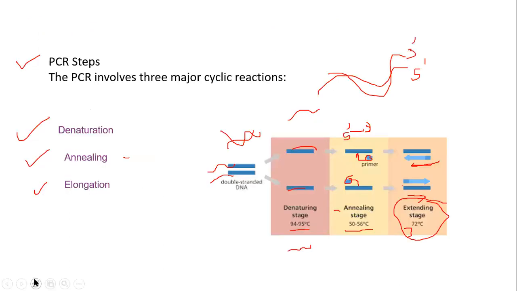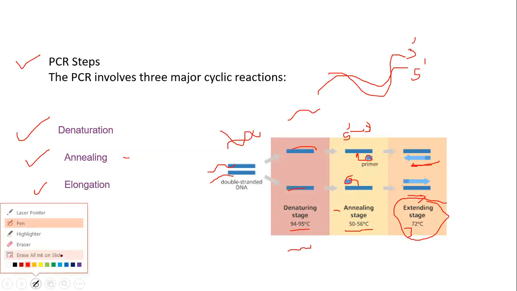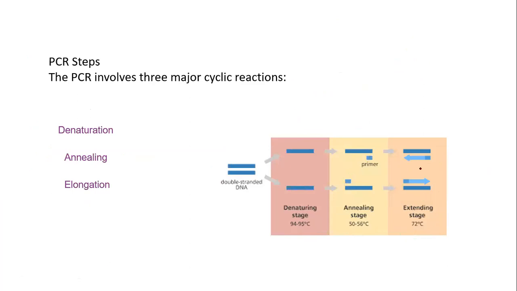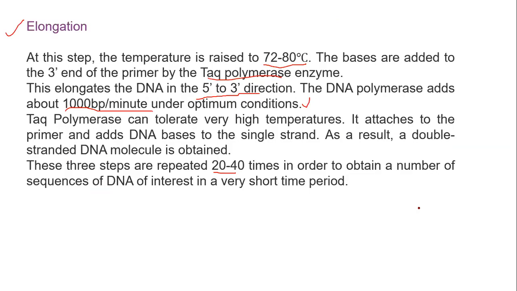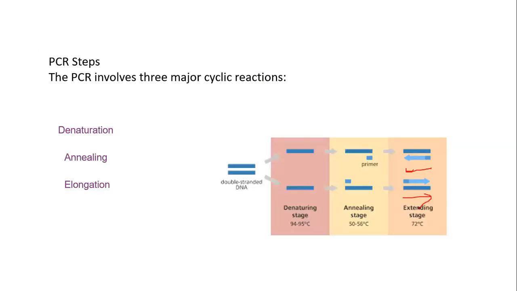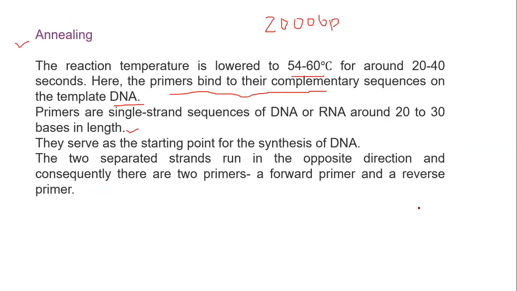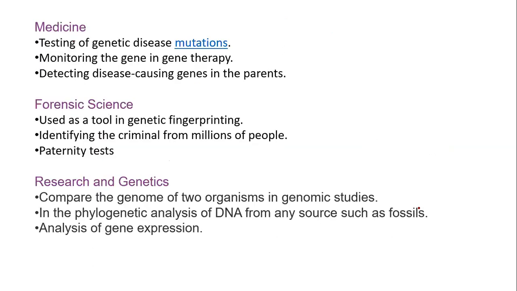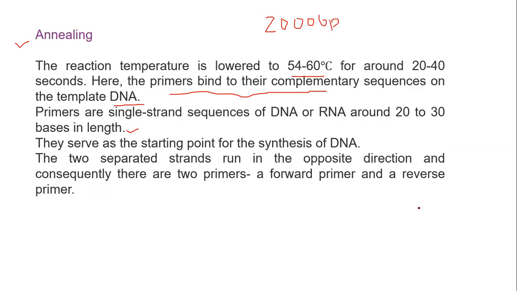I will show you again on this. Let me erase it. Okay, now this is a backward primer and this acts like a forward primer. So this is what happens in the last stage, which is also called the extending stage. In the extending step, the third step, the two separate strands run in the opposite direction, and consequently there are two primers, a forward primer and a reverse primer. We have just done the revision of this.